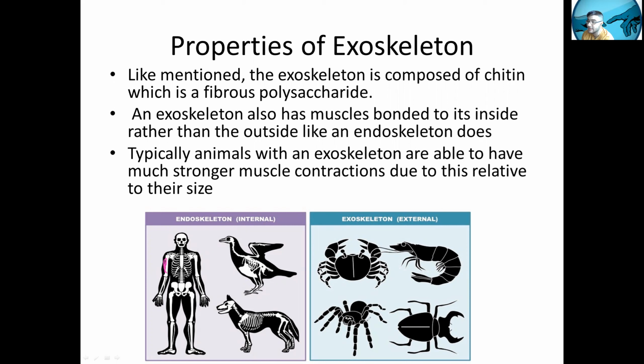And typically animals that have an exoskeleton, because of this, are able to have much stronger muscle contractions relative to their size. That's why one of the strongest animals for their size, for their weight, is the ant, which can lift many times its body weight, or a grasshopper, which can jump many times its height, because it has very strong muscles, because it has this exoskeleton and the muscles on the inside. Whereas something like a human or even an elephant, they're not that strong compared to their body size, and can't do the feats that these bugs can for their size, of course.